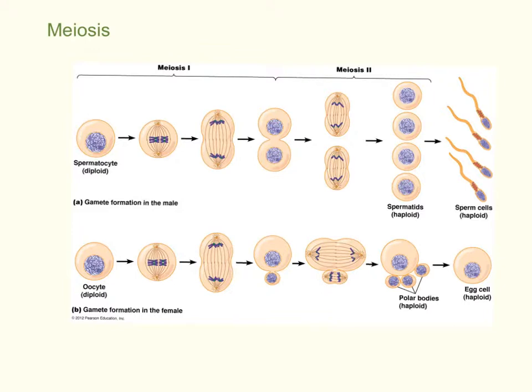The other one forms a remnant body called a polar body. It actually has a lot less material in it. And this happens again the second time as well. So you end up with 3 little polar bodies and 1 actual egg.